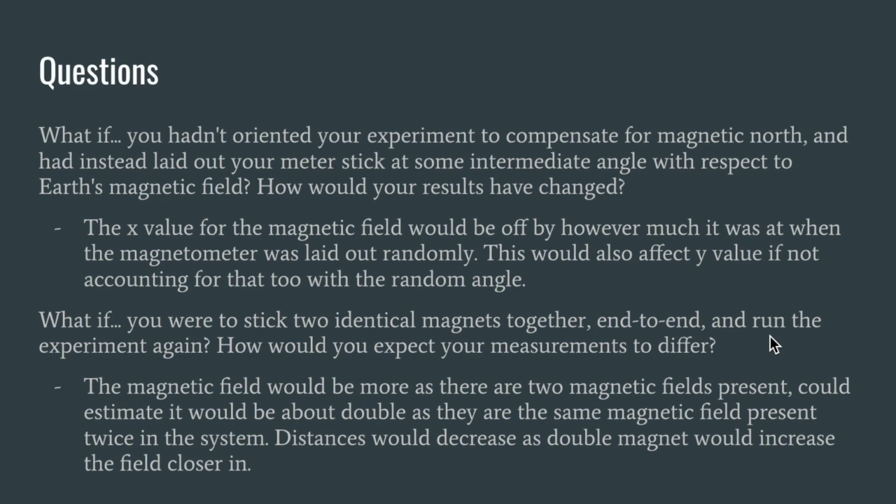Then for the second question, if you were to stick two of them together, how would the experiment run then? Basically the magnetic field would be more powerful and stronger, as there are two magnetic fields present, and you could probably estimate it to be about double with superposition, and the distances would decrease as the double magnet would increase the field closer in, as it'd be stronger, 2 times stronger.